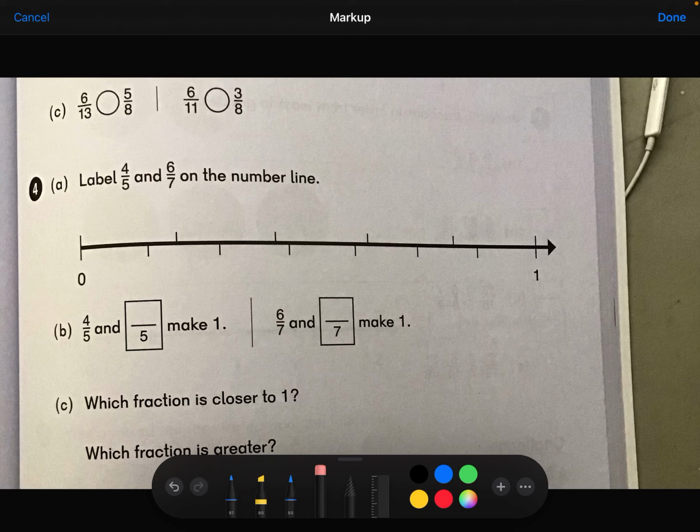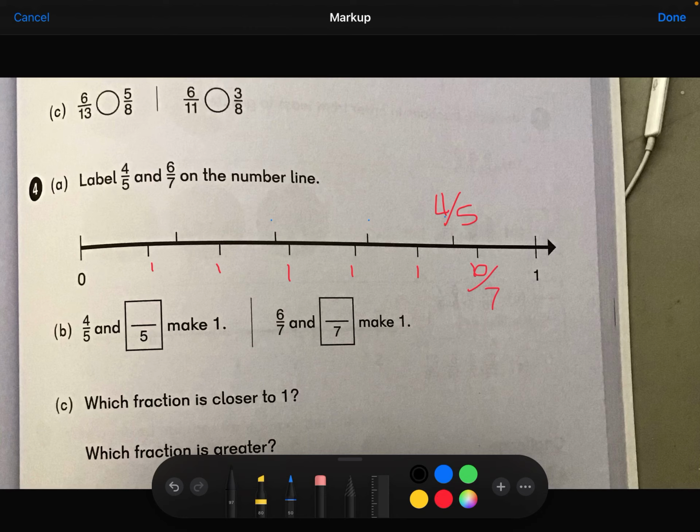So we can label 4/5. So we have 1, 2, 3, 4/5 is here. Let's look at the bottom. We're looking for 6/7. We could go ahead and count them. 1, 2, 3, 4, 5, 6, 7 pieces to your whole. So we can look for the 6th one. 1, 2, 3, 4, 5, 6 out of 7 here. Now we can compare it to 1. We're comparing to 1 because each of these is super close to 1.